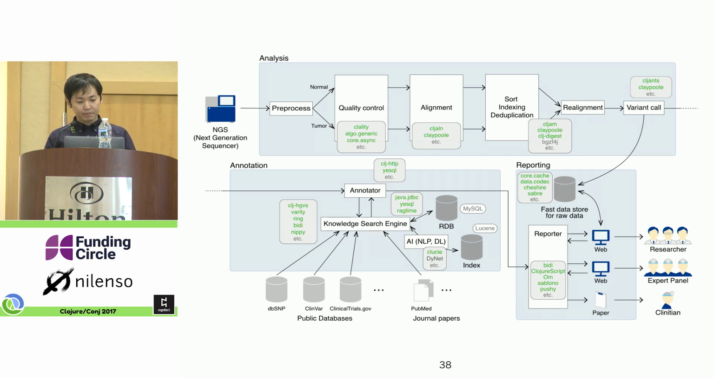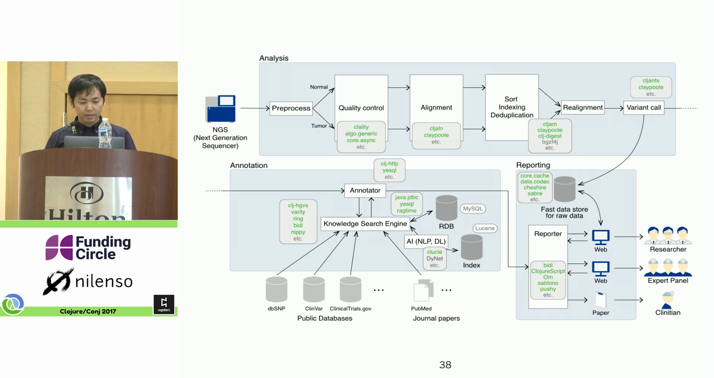In the annotation module, the annotator uses a REST API to communicate with knowledge search engines. The annotator uses clj-http, and the knowledge search engine provides a REST API server. We use Java JDBC, SQL, and a runtime for managing MySQL, and Clojure and Dynet to use AI technologies. Dynet is a Python library.